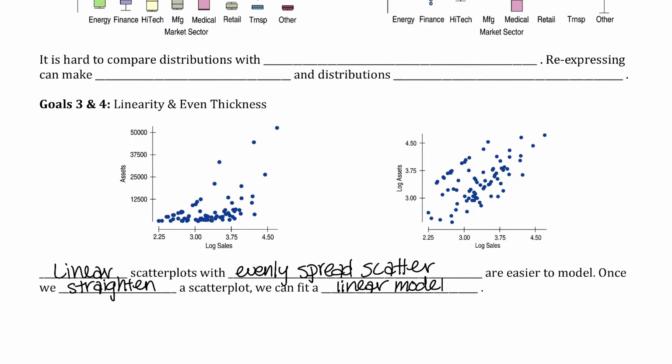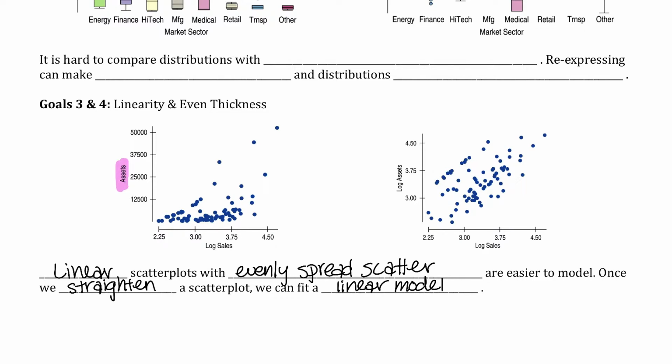So linear scatter plots with evenly spread scatter are easier to model, as we've seen. So once we straighten a scatter plot, we can fit a linear model to it, which is the goal here. Okay, so if you take a look at this scatter plot here, we just have regular assets, and it looks a little curved. It also looks like we've got a lot of points close together here, and then they spread out over here. So in that case, a couple of conditions aren't going to pass.